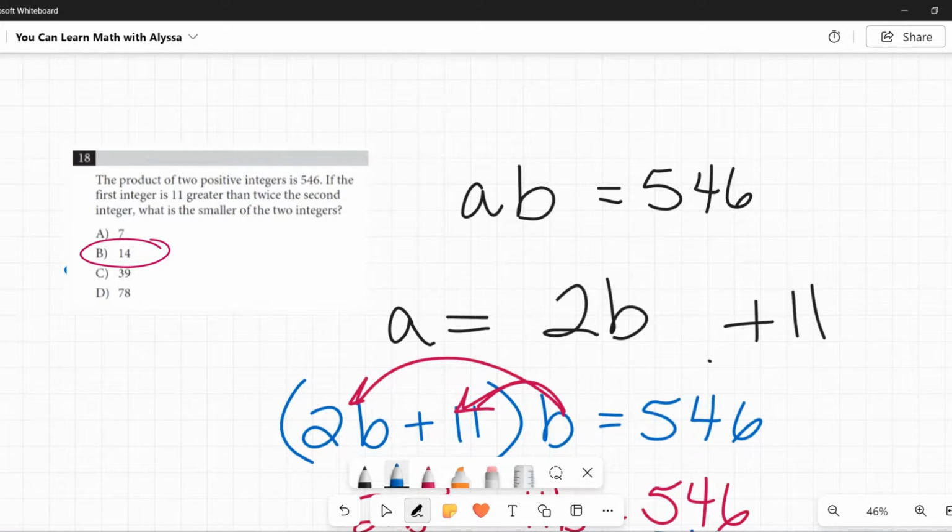And you can double check. It's not a bad idea to, if you want to put 14 in here, just double check if that also works. 2 times 14 is 28, plus 11 is 39. And frankly, you could have done it that way too. You could have plugged in your 14 here for that B and gotten 39 as well. Both ways work. It's fine.